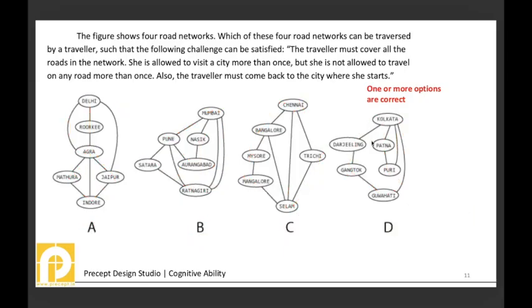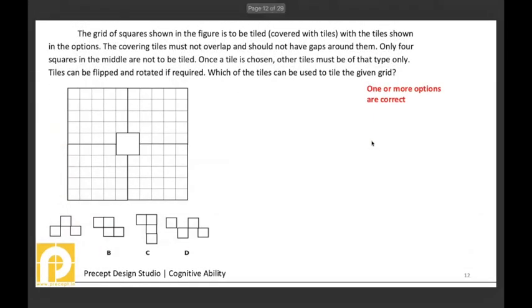We'll move to the next one. The grid of squares shown in the figure is to be tiled with the tiles shown in the options. The covering tiles must not overlap and should not have any gaps around them. Only 4 squares in the middle are to be left out. Once a tile is chosen, other tiles must be of the same type only. Tiles can be flipped and rotated if required. Which of the tiles can be used to tile the given grid?